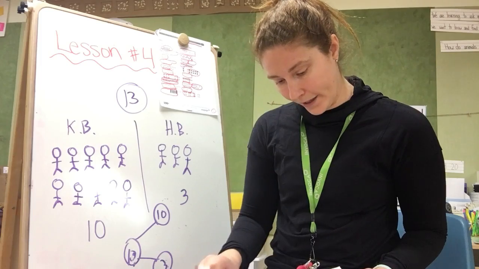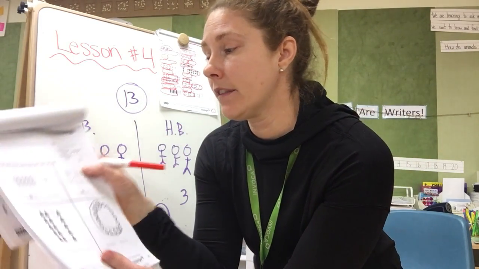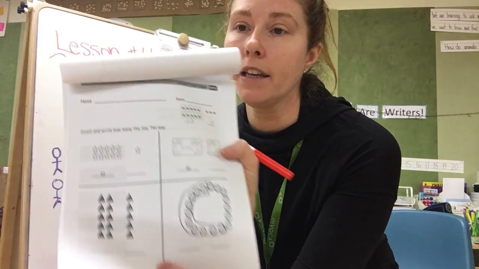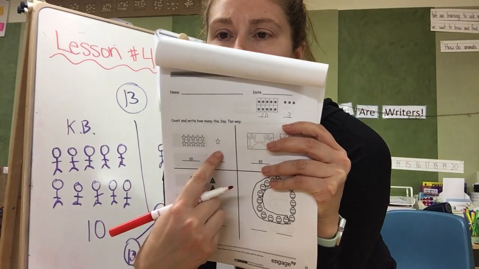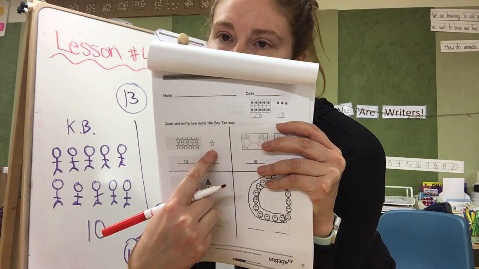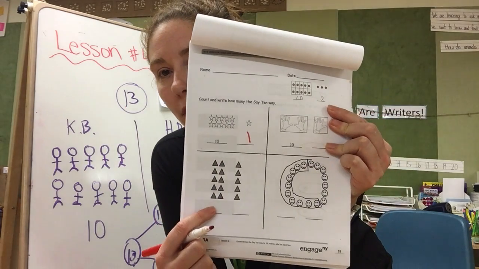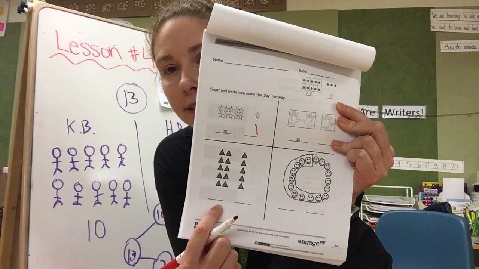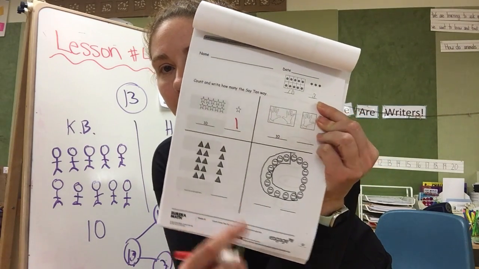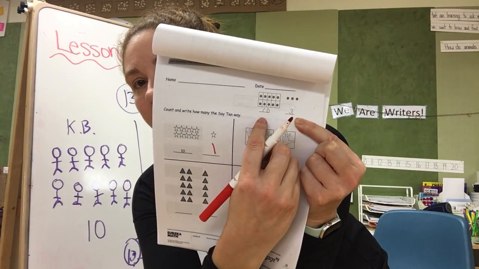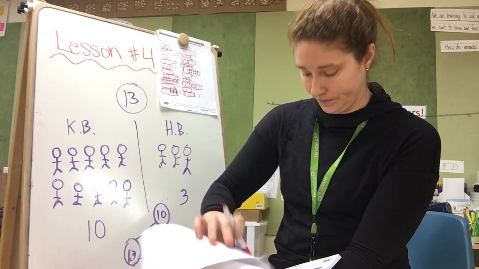Okay, and then page 52, same idea. Count and write how many the say 10 way. So 10 stars, it's already labeled that one for you. But how many are left? So we have 10, easy, right? 10, 1. Now do the triangles. Count how many, label it. And this is our group of 10. 10 what? 10 what? 10 what? And there's an example on top. 10 3. I think this is going to be really good for you guys.